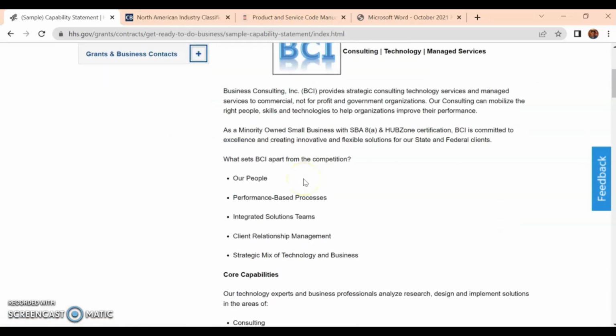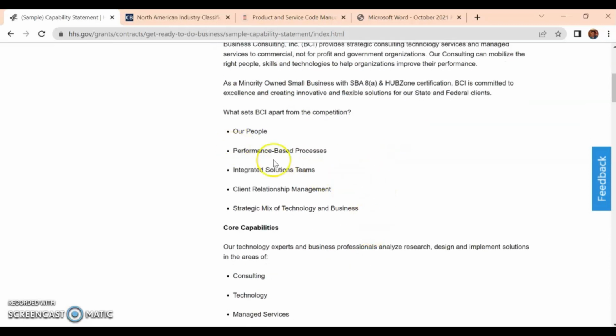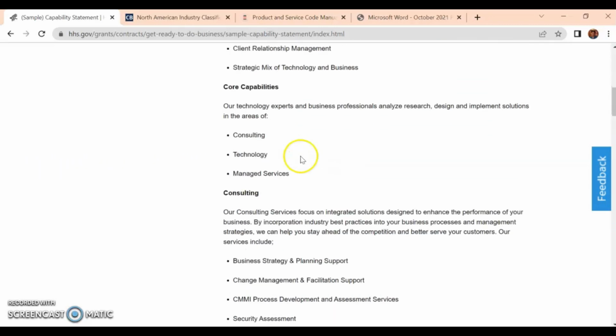Now let's keep going and look at this capability statement. They did a really good job of giving a basic overview of the organization. They talked about their certifications and then what set them apart, their differentiator, what differentiates them from their competition. I really liked how they did it.